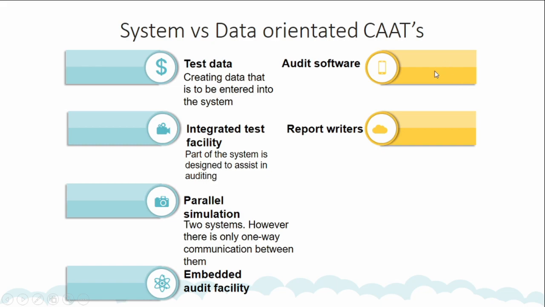Now on the right side of your screen in gold, you are going to see data-oriented CATs. Data-oriented CATs are mainly used for substantive testing and are mainly used when we are auditing around the computer. Data-oriented CATs, for example, are things like audit software. These are general audit software that is not specialized for a given client, or report writers. This is where we are able to write specific reports or create specific reports based on clients' data.